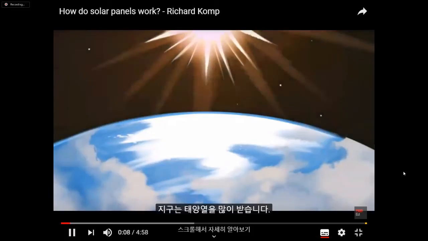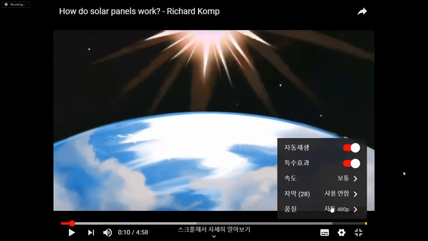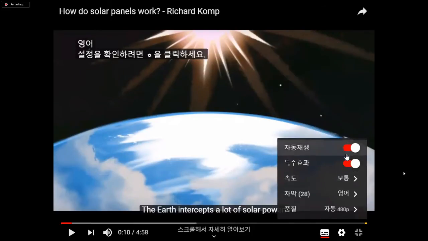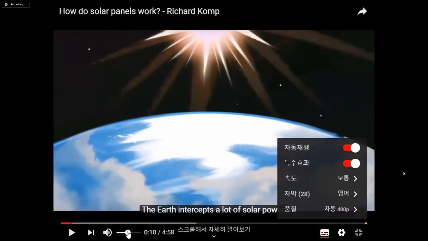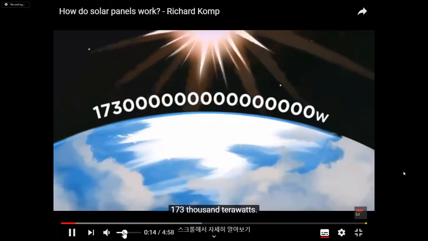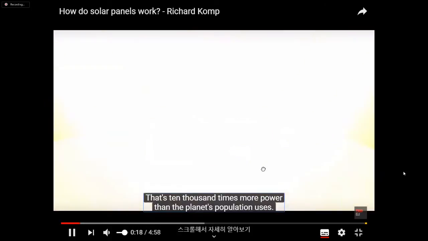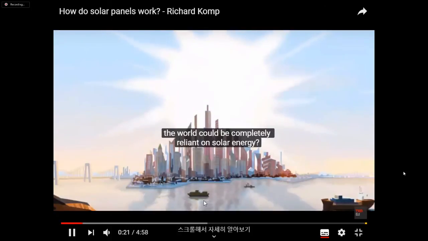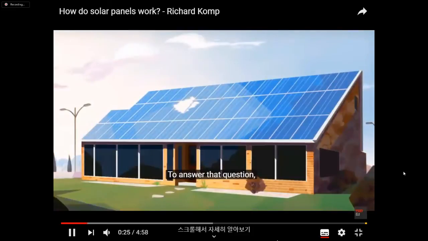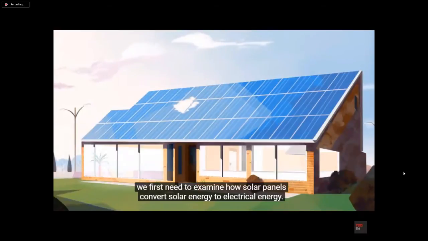The Earth intercepts a lot of solar power. 173,000 terawatts. That's 10,000 times more power than the planet's population uses. So is it possible that one day the world could be completely reliant on solar energy? To answer that question, we first need to examine how solar panels convert solar energy to electrical energy.